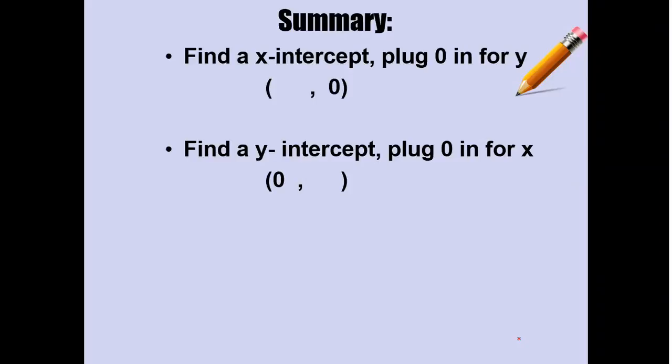Here's a summary. If we need to find an x-intercept, you're going to plug 0 in for y, and you're going to solve to find whatever you get for your x value. If you need to find a y-intercept, you're going to plug in 0 for x, and you're going to solve to find your y, whatever it may be.